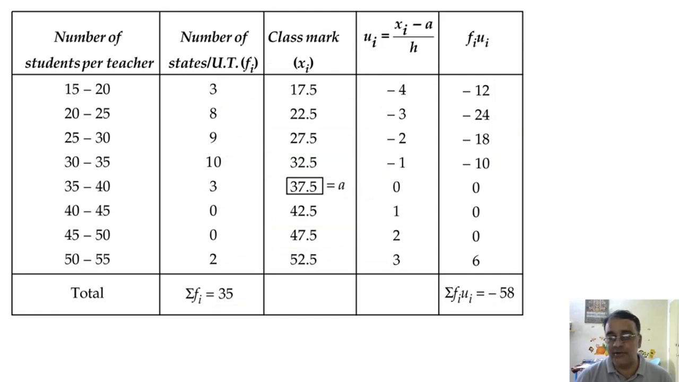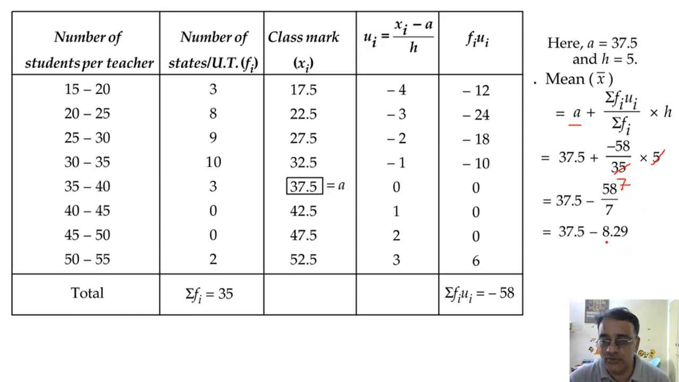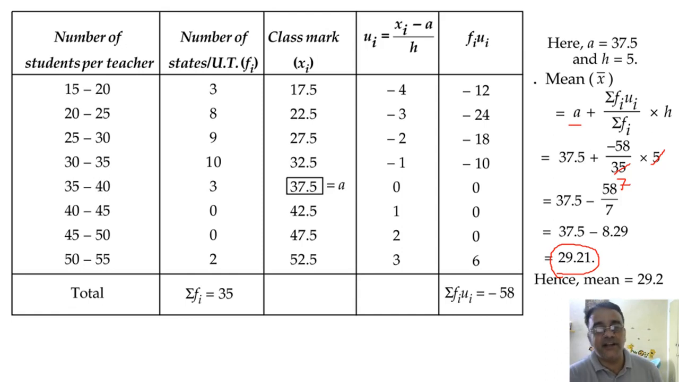A is 37.5, h is 5. Write the formula of mean by step deviation method. Substitute all the values. A is 37.5 minus 58 upon 35 into 5. So here we can cancel 7. 58 by 7. 58 by 7 is 8.29 approximately, and the final answer is 29.21 approximately. Okay, so if we round to one decimal place, it is 29.2.